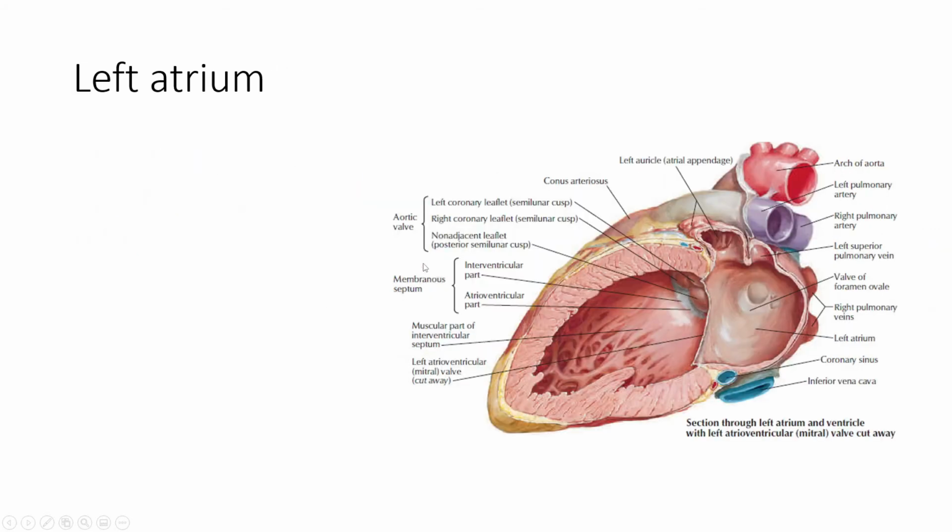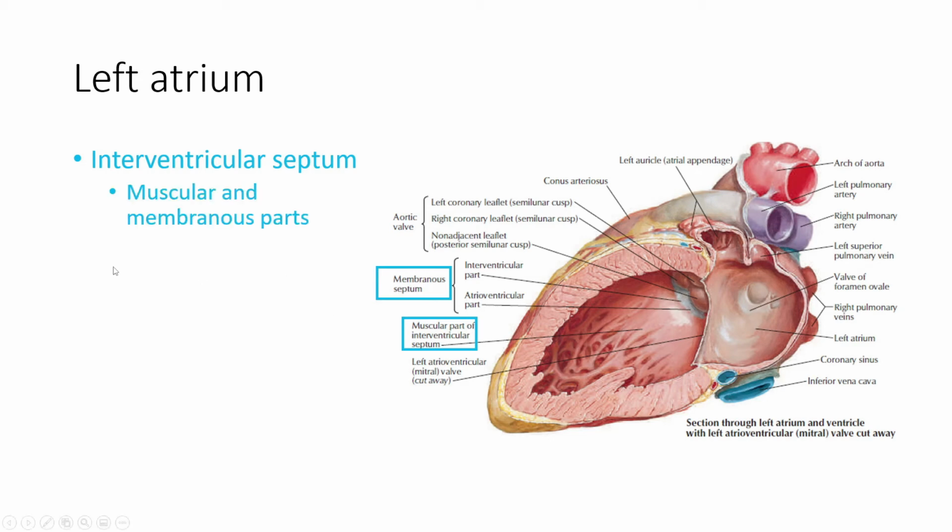Next up, we've got the left atrium. So in this picture, we have a good view of the interventricular septum, which is divided into the membranous and the muscular parts. The membranous part is more frequently ruptured and needs surgical closure, while the muscular part is less frequently ruptured, but it can close on its own and is less serious.